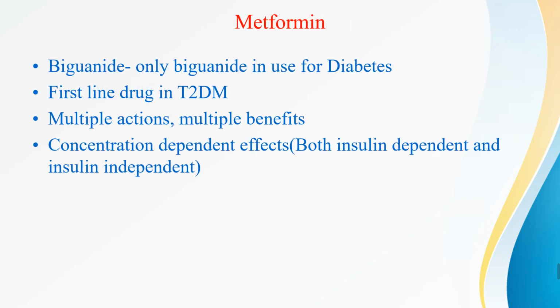Metformin belongs to biguanide family, and it is the only biguanide in use for diabetes. It is the first line drug in type 2 diabetes mellitus. It has multiple actions, multiple benefits, and it has concentration dependent effects in both insulin dependent and insulin independent diabetes.